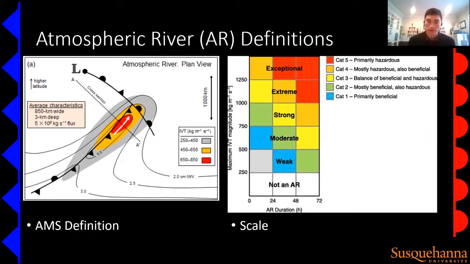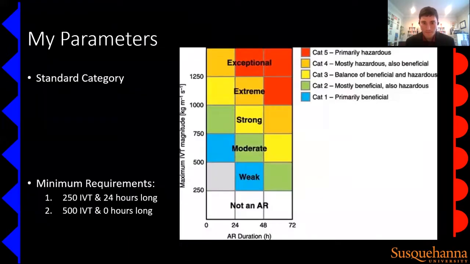And similar to the definition that just came out a couple years ago, the scale also came out a couple years ago. On the y-axis, we have IVT, or integrated water vapor transport, and this looks at specific humidity and meridional and zonal winds in a column of air. And on the x-axis of the scale, we have duration in hours. And so we come up with 5 categories.